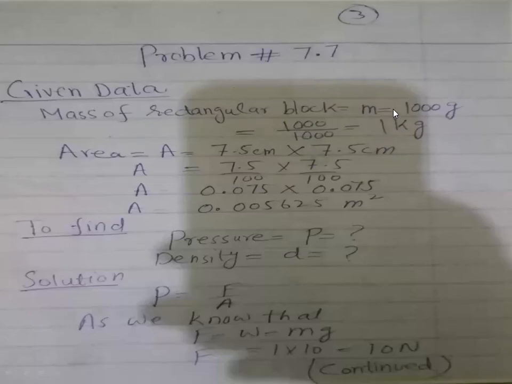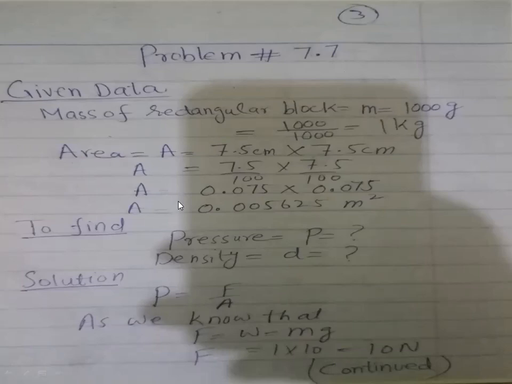Kilogram is the SI unit of mass. When we studied chapter 1, we saw that the SI unit of mass is kilogram. That's why I converted gram into kilogram. And for the area, it is a uniform rectangular block, so I will multiply 7.5 by 7.5 to find the area. Why am I finding the area?